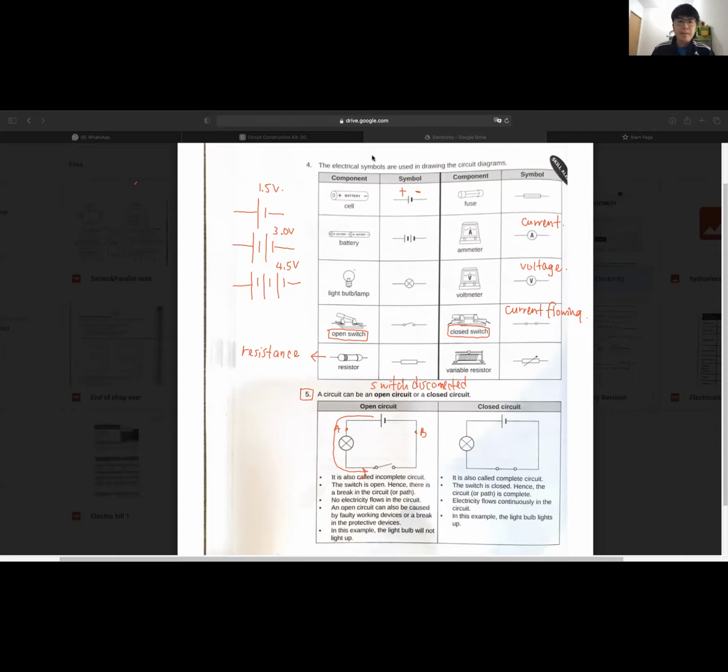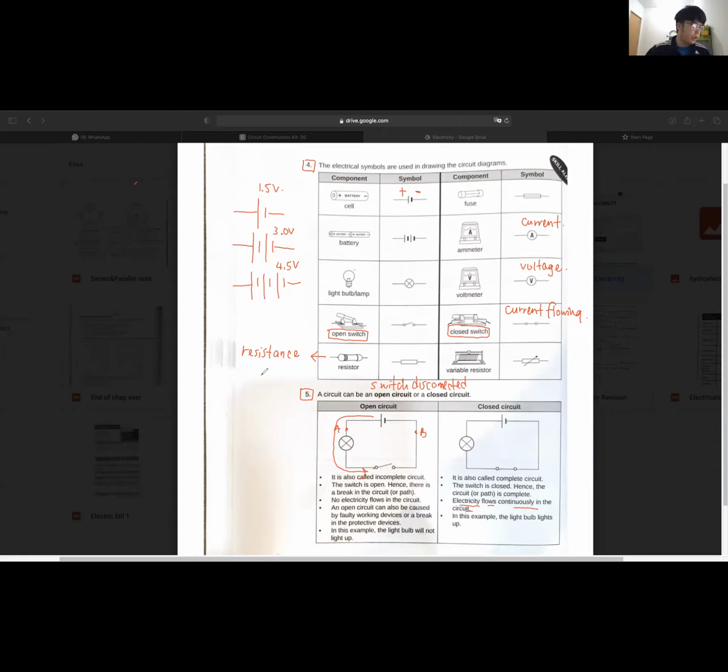Now, on the other hand, we have a closed circuit. It is also called a complete circuit because there is a complete path and the switch is closed, hence the circuit is complete. Electricity flows continuously in the circuit. In this example, the light bulb lights up. Please take note of point number 4 and point number 5.